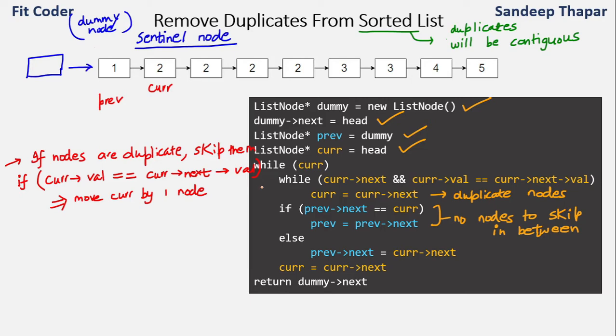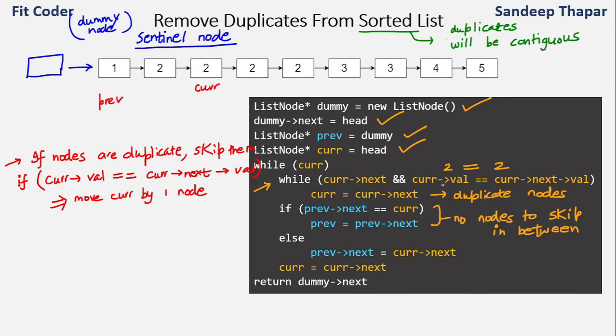In the next iteration, we again come to this while loop. We check if current val is equal to current next val. So current val is 2 and current next val is also 2. So these are equal. So we'll move current by one node. So now current will come to the next node.